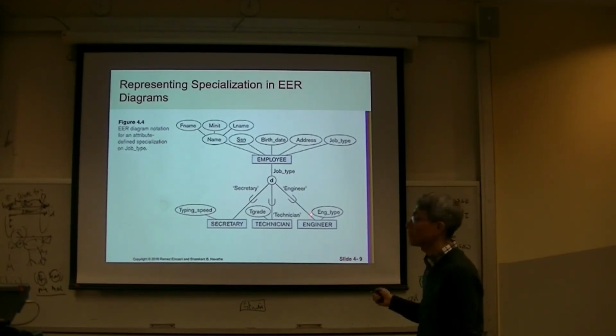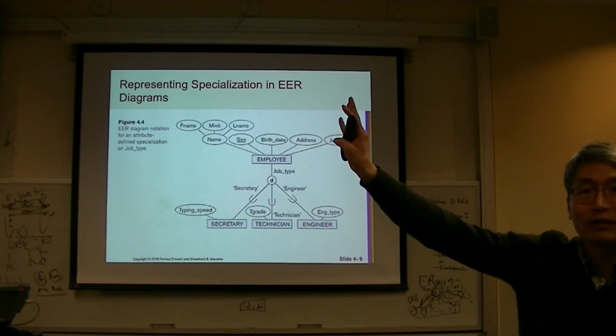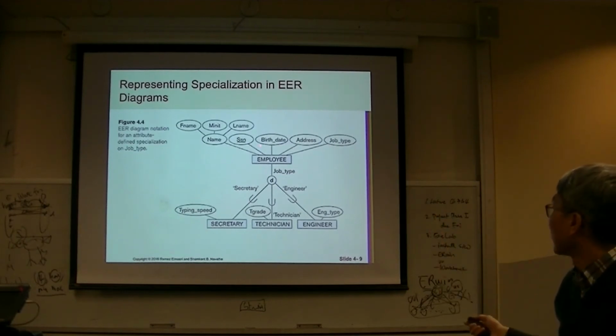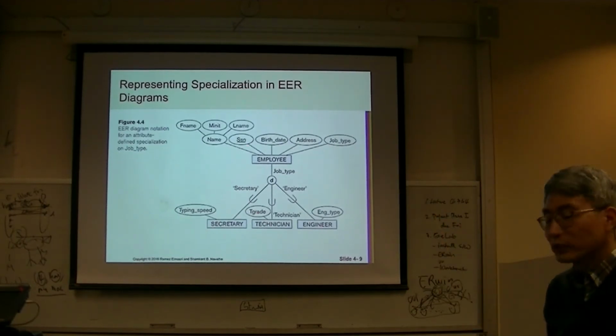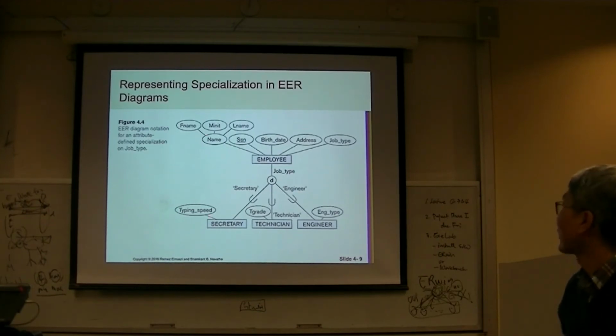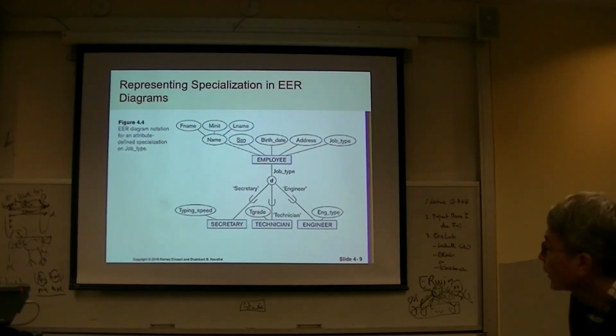This is called the extended ER model. This kind of characteristic cannot be represented using the ER modeling that we discussed in chapter 3. So there are several important characteristics or properties of this. First thing is how many entities? Only one entity. This is one employee entity, but it has subclasses: the secretary, technician, engineer.